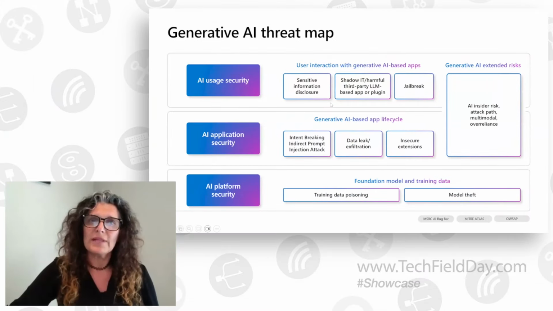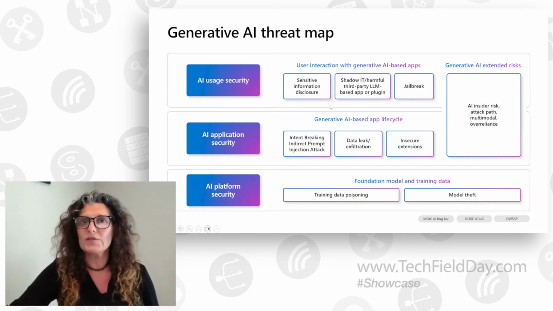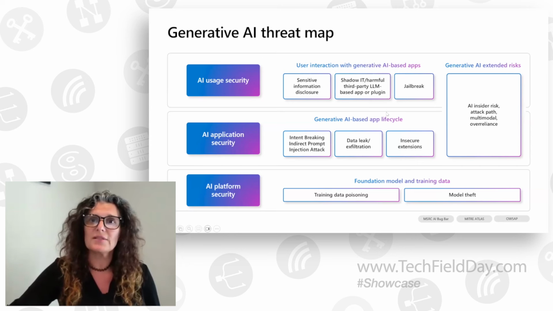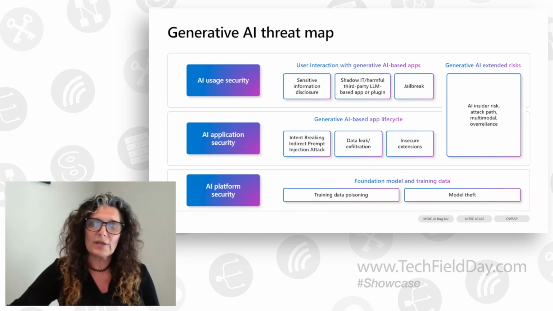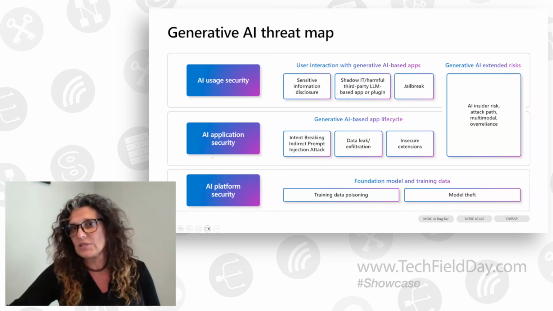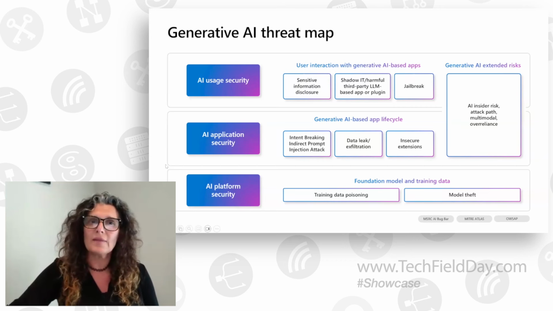And we layer this on a threat map. On the top, we have all the AI usage, all the risks and threats between the user and the AI. For example, sensitive information disclosure, shadow IT and third-party plugins, and jailbreak in the prompts. In the middle, we have the AI application security. How do you secure your AI application from indirect jailbreak attempts, from data leakage, from insecure extensions that you connect to it? And on the bottom, we have the model, the platform. How do I secure the platform, the model set, the training data?